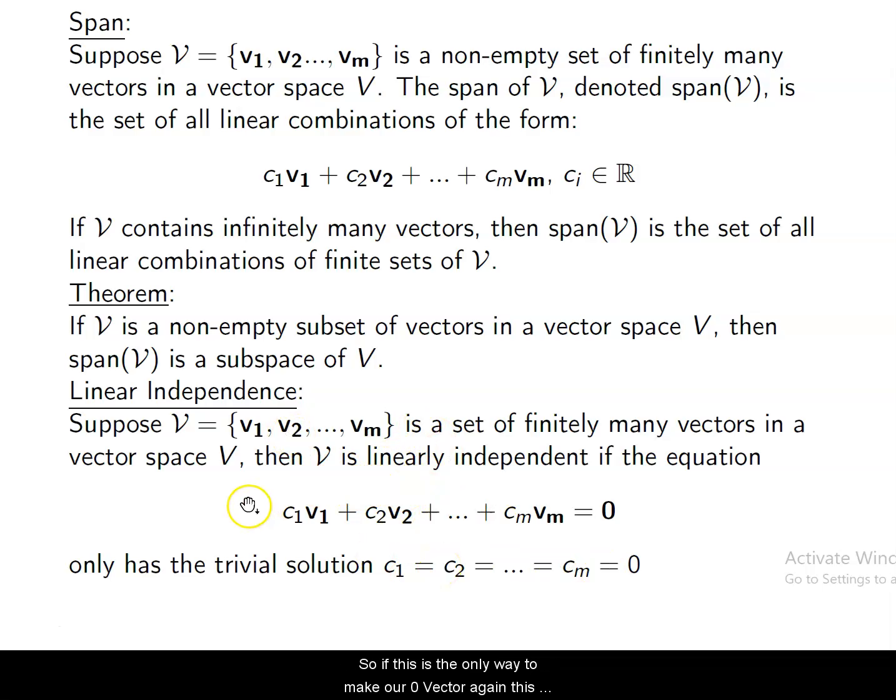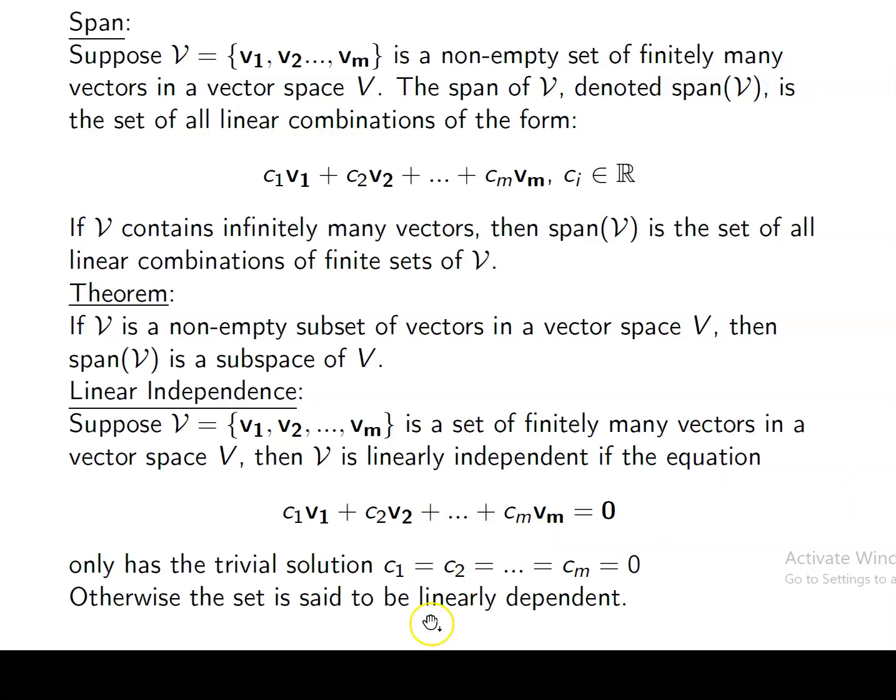So if this is the only way to make the zero vector, again, this is the particular zero vector for my vector space, if this is the only way to get that zero vector, it should have only this trivial solution where all of these things are zero. Otherwise, it's linearly dependent. If there's a solution to this that is not the trivial solution, then it's a linearly dependent set.